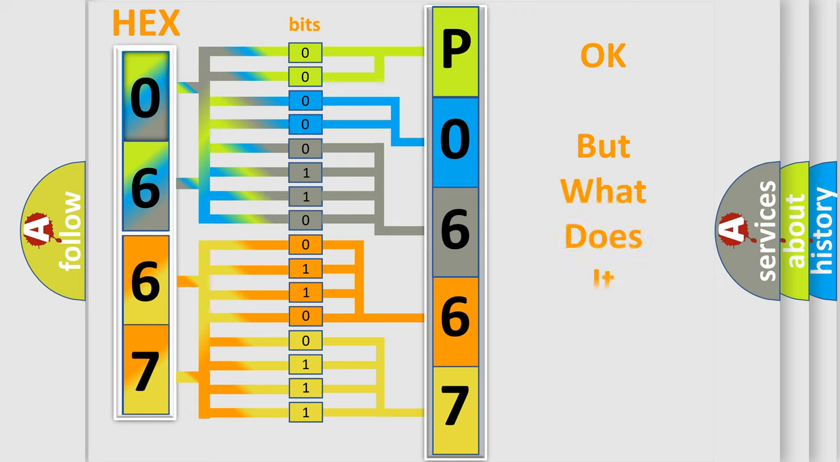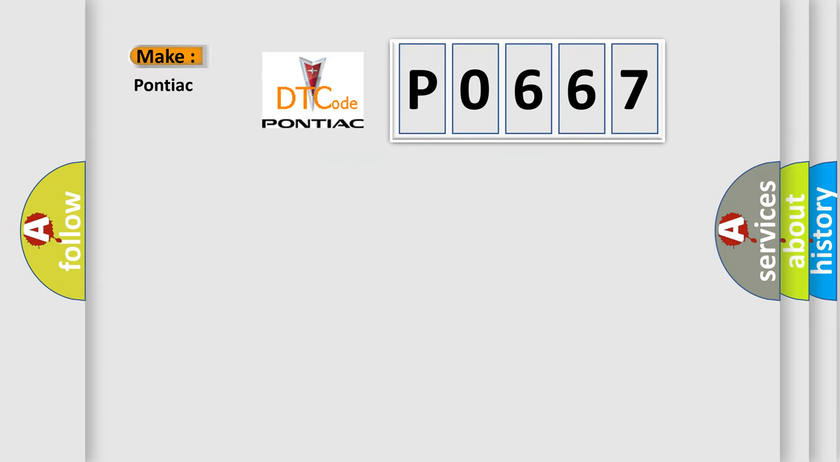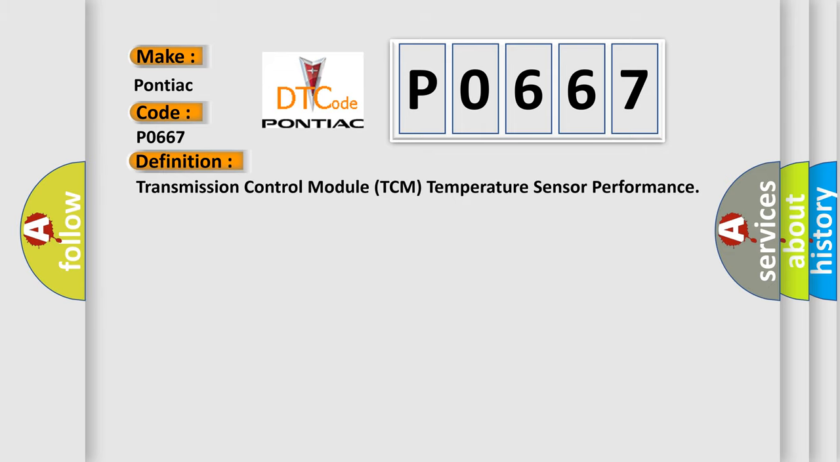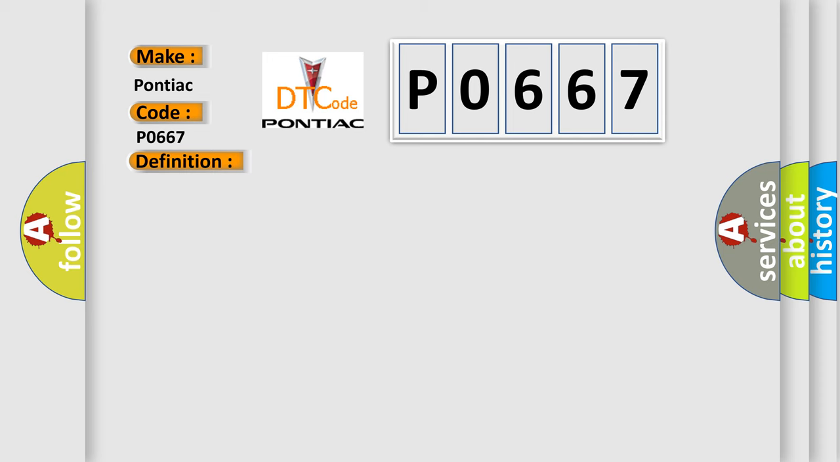The number itself does not make sense to us if we cannot assign information to what it actually expresses. So, what does the diagnostic trouble code P0667 interpret specifically for Pontiac car manufacturers? The basic definition is: transmission control module TCM temperature sensor performance. And now this is a short description of this DTC code.